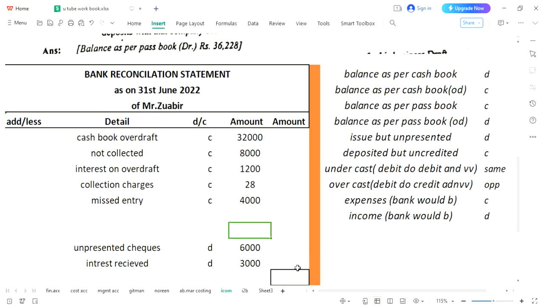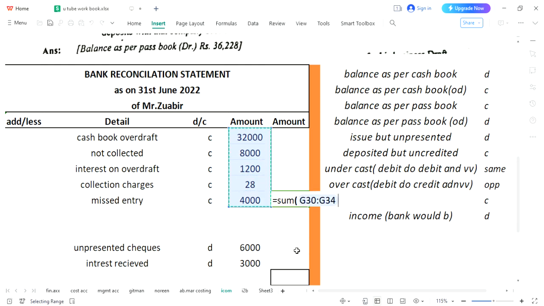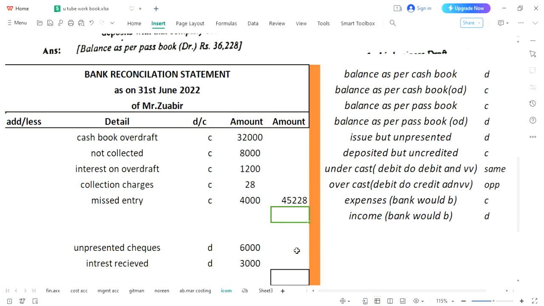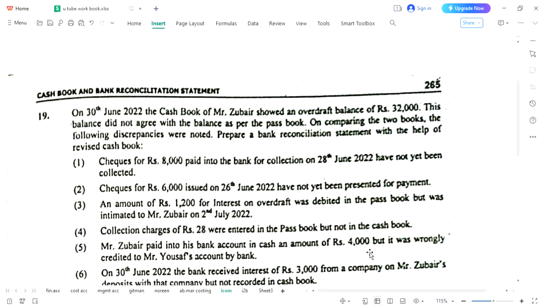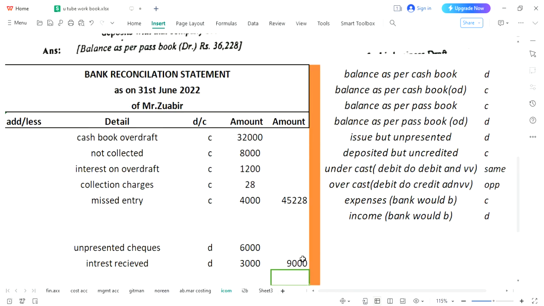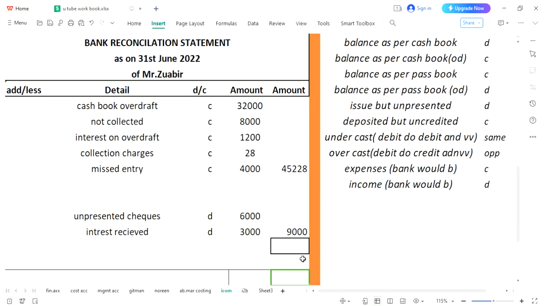So guys, in this way our entries have been completed. It's time to take the sum of both sides. Sum of the credit side we are taking. It is 45. Now let's take the sum of the debit side. Only two amounts are present, unpresented checks and bank received 3,000. So in this way both sums have been calculated.